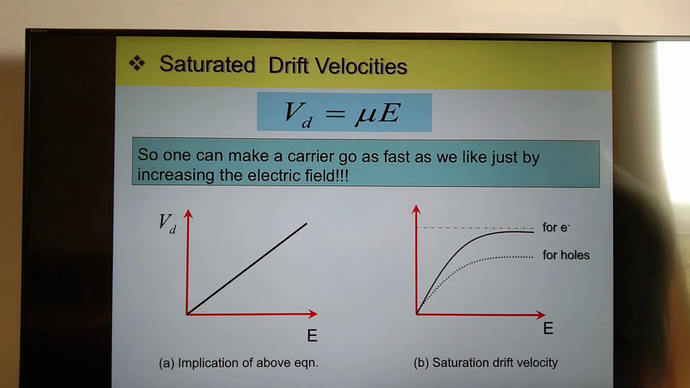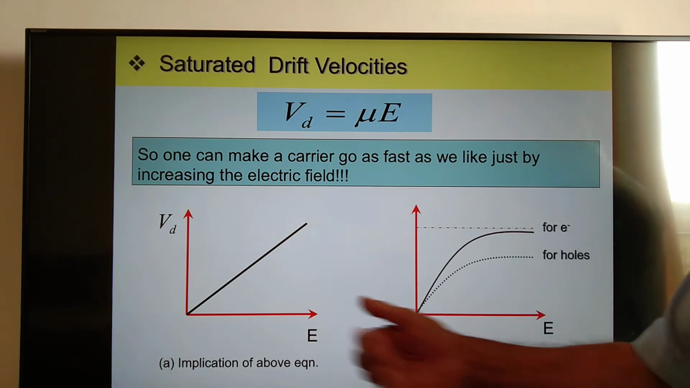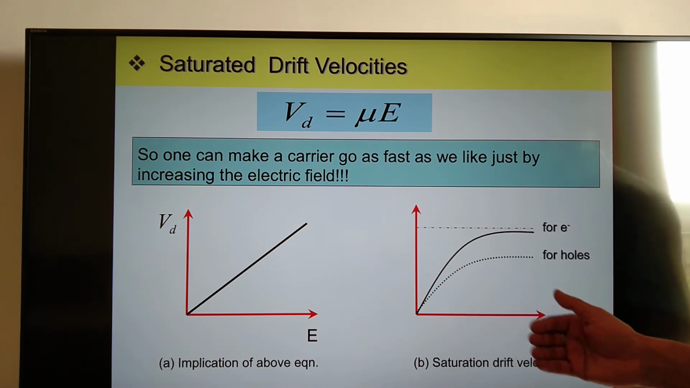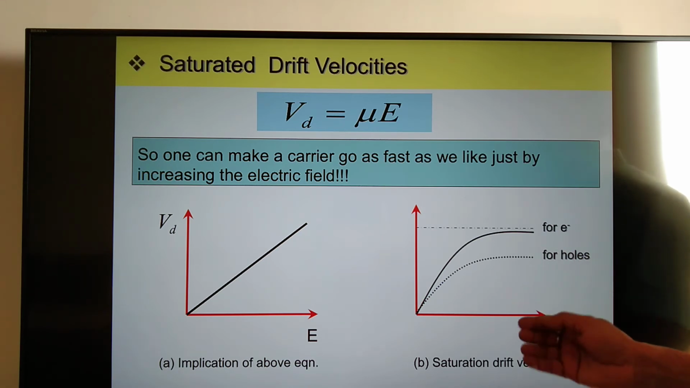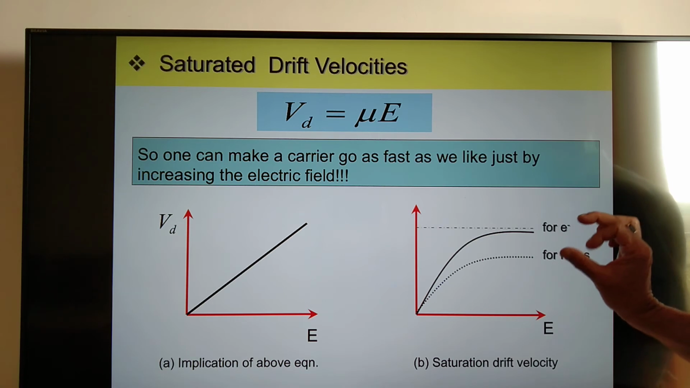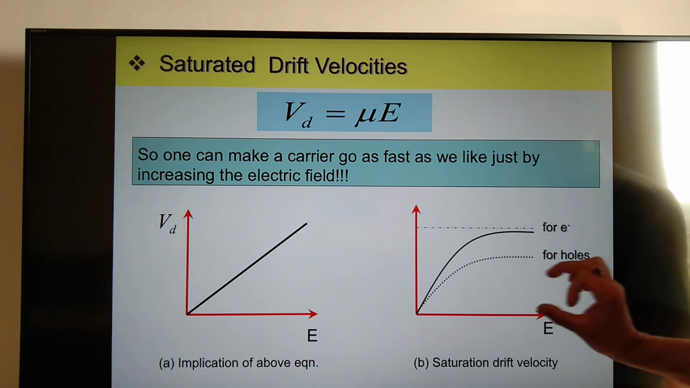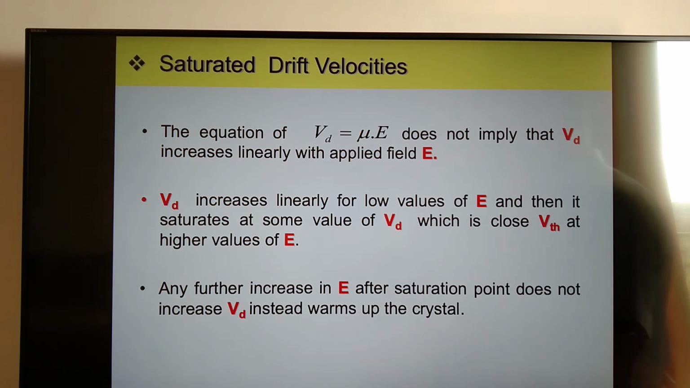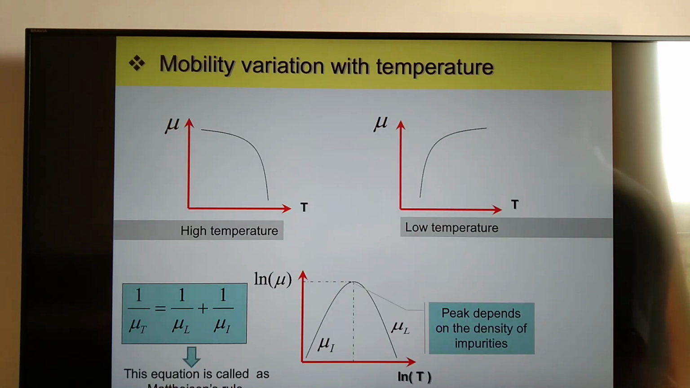Then there is a relation given here: the variation of drift velocity with the electric field. You can see that at a lower range of electric field, the drift velocity varies almost linearly with the electric field, but when you go to a higher range of electric field, a time will come when it gets almost saturated. One thing you can also see here is that for electrons the drift velocity is more, and for holes the drift velocity is less. That means electrons move faster than holes in the semiconductor. The saturated drift velocity is given here. What I just told you is mentioned here. Then we go to the next slide.